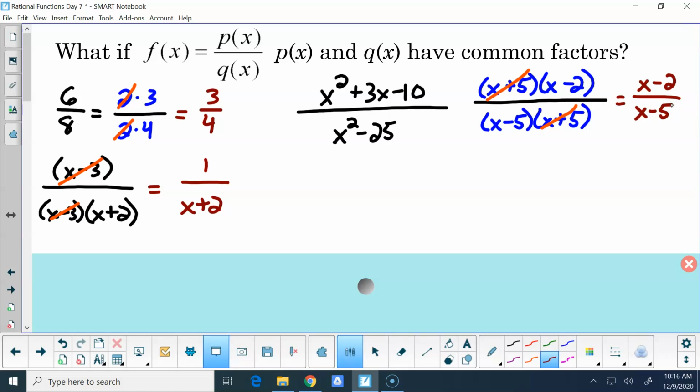Common factors. Okay. Just so you know, as a side note, because I've seen it happen 1,000 times, 3x plus 5 divided by x. Don't just drop the x's. Okay? You can't just cross off the x's here. Okay? That's bad math.